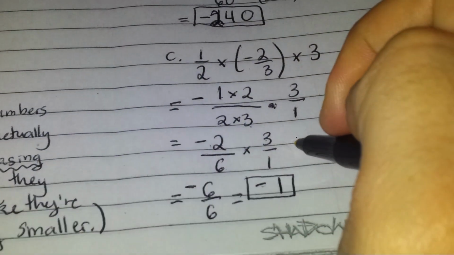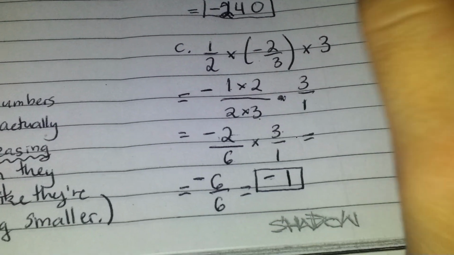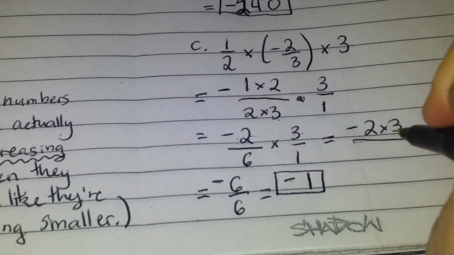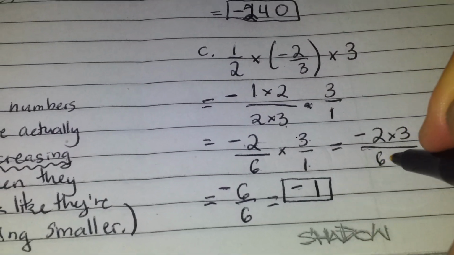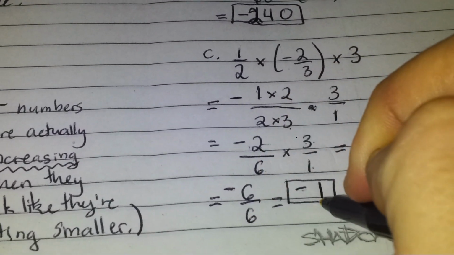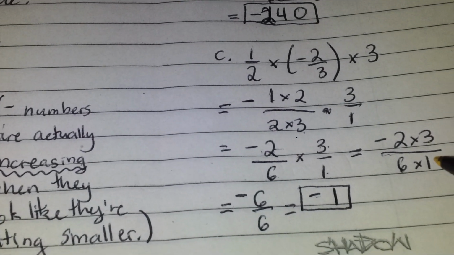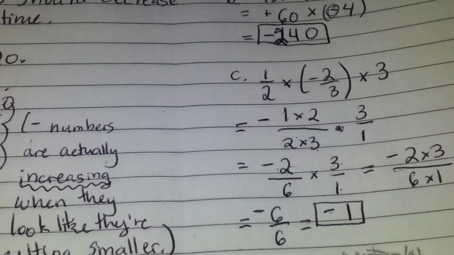So here, let me rewrite it just so you can see what we're doing. I multiplied across the top, so this was negative 2 times 3. That's where our negative 6 came from. And the bottom was 6 times 1. That's where our other 6 came from. So this answer is going to be negative 1. And we have one last question to solve. Let's try it.